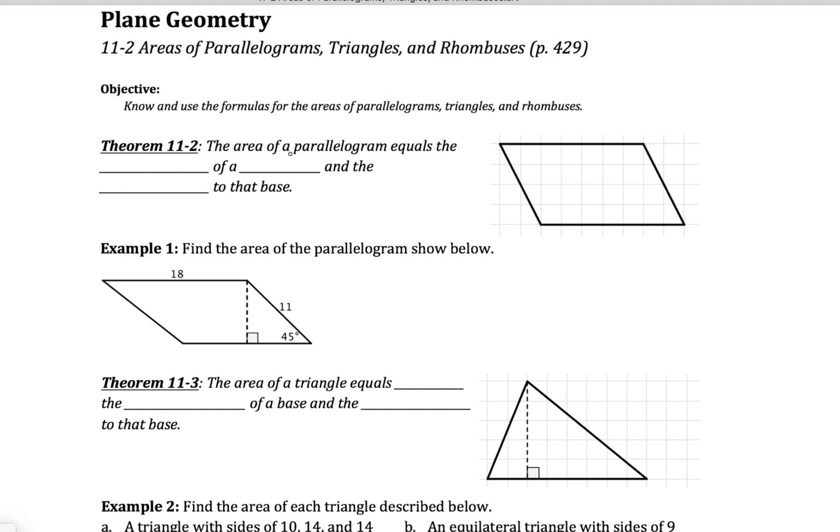The theorem says the area of a parallelogram equals the product of a base and the height to that base. So most of the times you'll just see this written as A equals BH. And you'll notice that it's the exact same formula as we learned for rectangles. The formula looks exactly the same. There is one big difference, however.